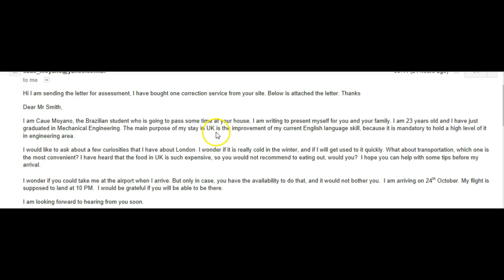The main purpose of my stay in the UK is the improvement of my English language skills, because it is mandatory to hold a high level of it in the engineering field. I would have liked to have seen instead, I would like to ask you a few, not curiosities, but a few questions, a few concerns. I would like to ask about a few questions, queries.